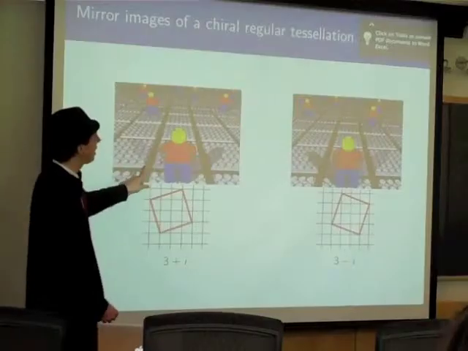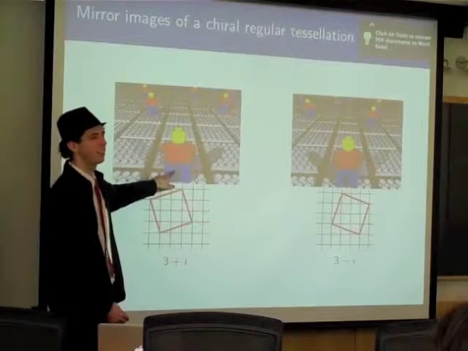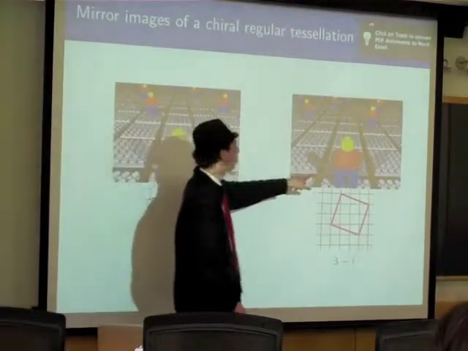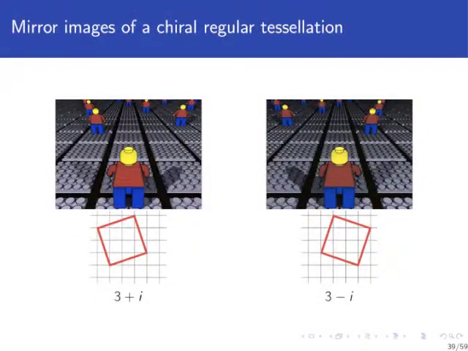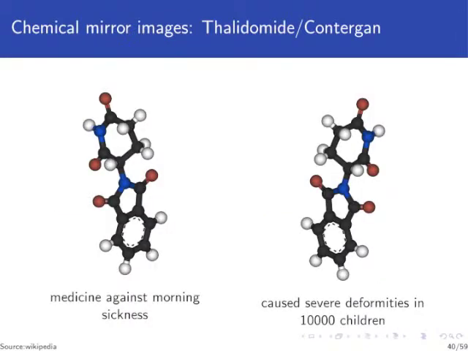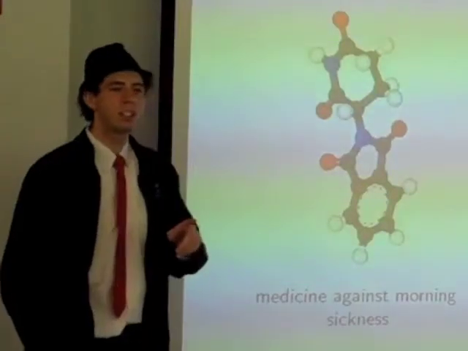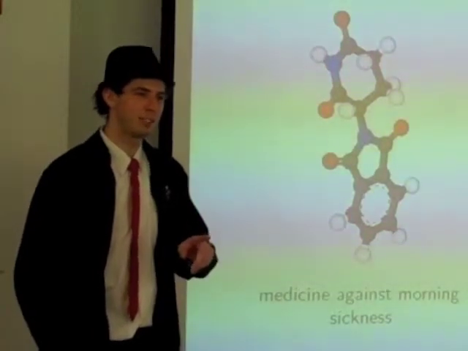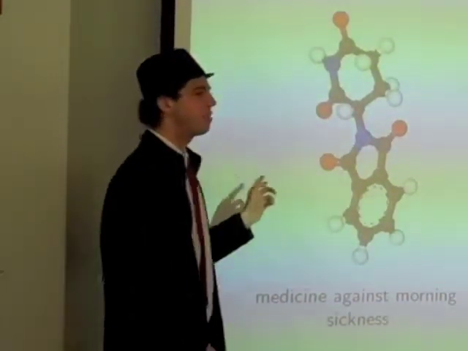So here's the chiral tessellation again, and this is the mirror image of the chiral tessellation. The difference doesn't look that dramatic. In biology, there also are some molecules which come in one way, and they also come in the mirror image. Mirror sugar just tastes different. It won't kill you. This is thalidomide.